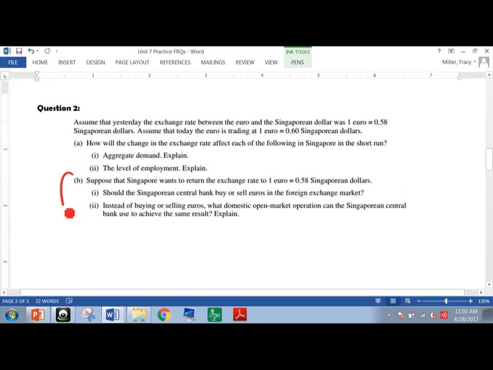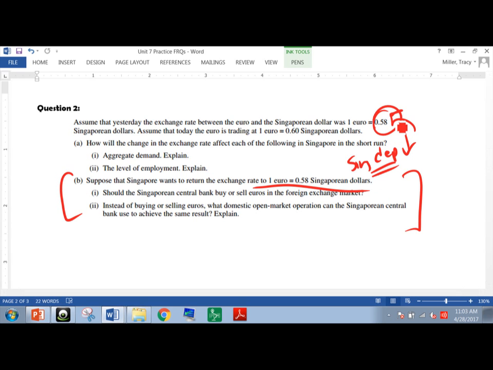Now, the second part of the question I think is also pretty challenging. So the Singaporean dollar, we understand, depreciated from part one. And now we have a proposal of the Singaporean government wants to increase the value of its currency. They want to bring it back to where it was, so they want it to appreciate. Ask yourself this question: how does a currency appreciate?